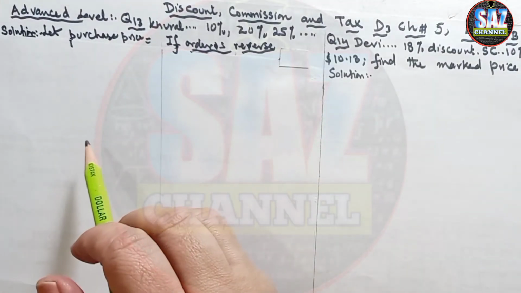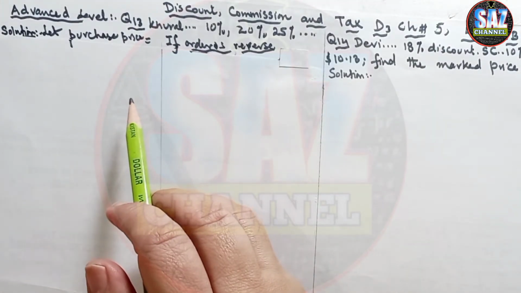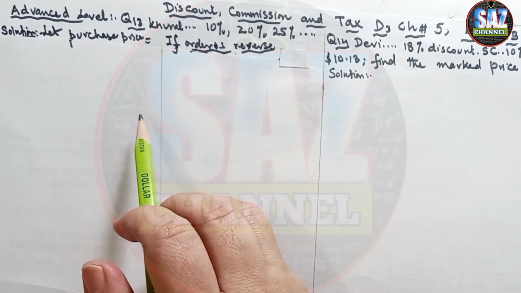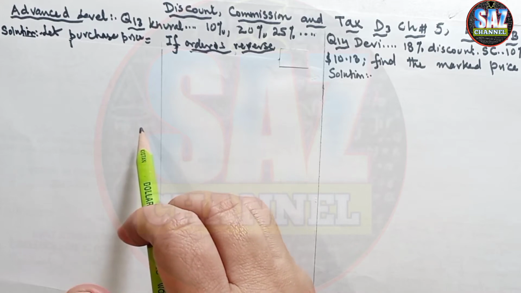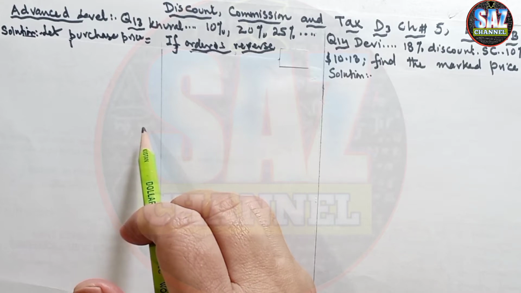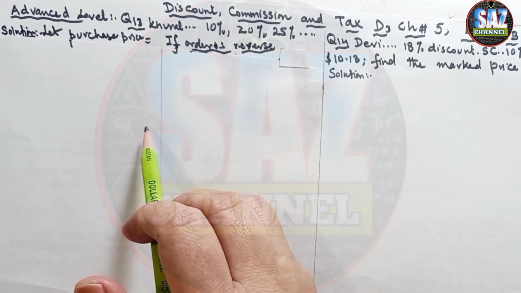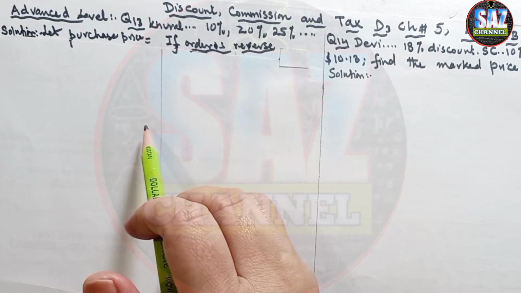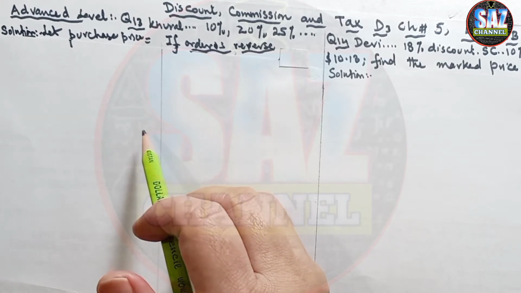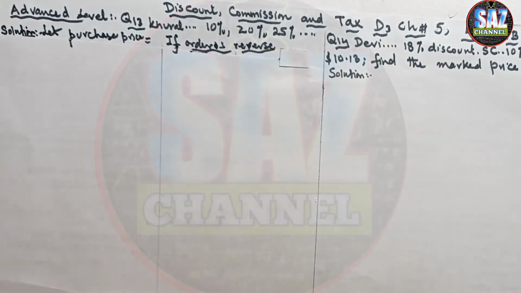Question says, Hyrule wants to buy a sofa set. He's offered 3 successive discounts of 10%, 20% and 25%, and he can arrange them in any order he wants. Which order will benefit him the most, and explain your answer. Okay, let's move to the solution of the question.